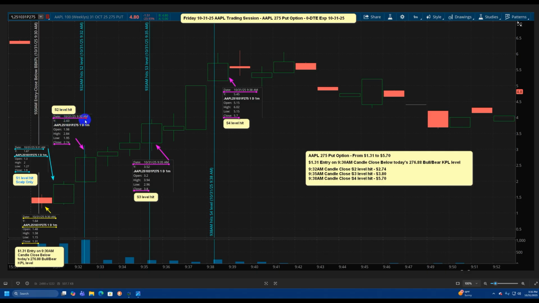The S2 level hit, 9:32, $2.74. 9:35 a.m. S3 level hit, $3.80. 9:38 a.m. S4 level hit, $5.70. Now we'll take a look at the 270 call option for that one bullish play.